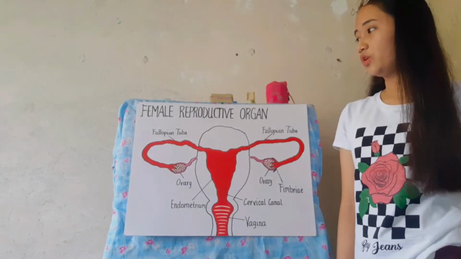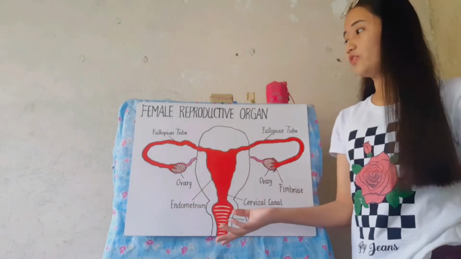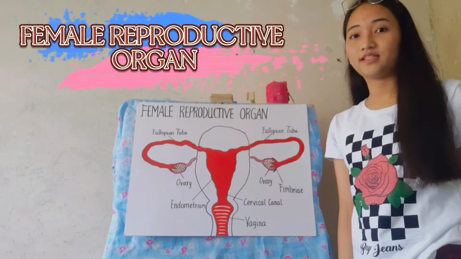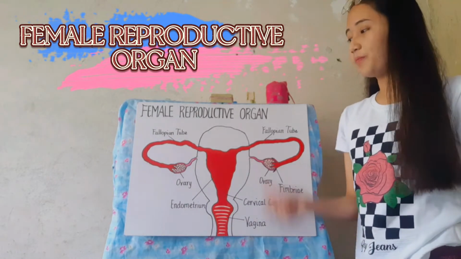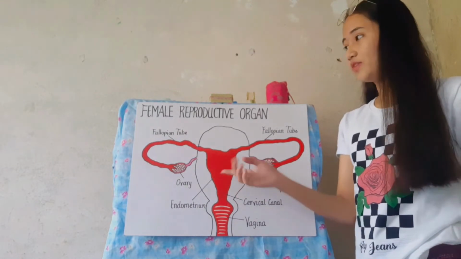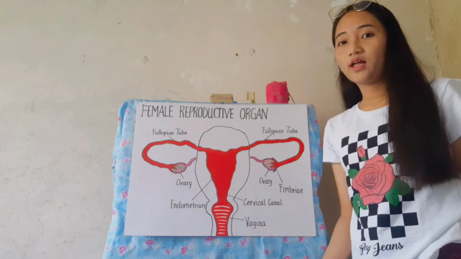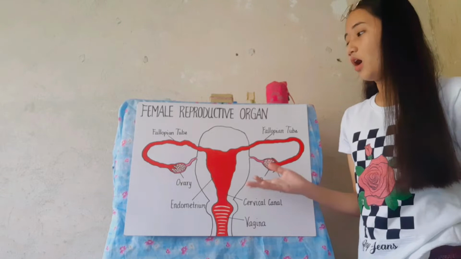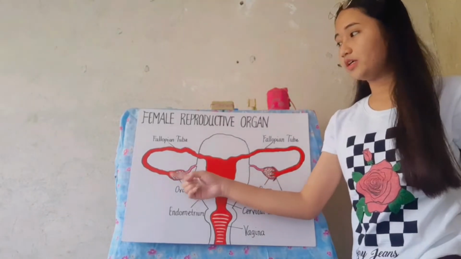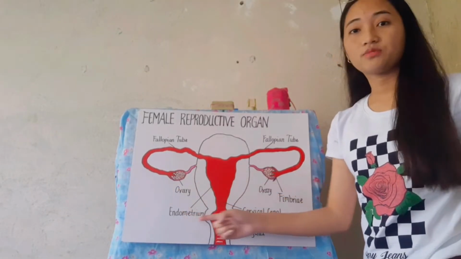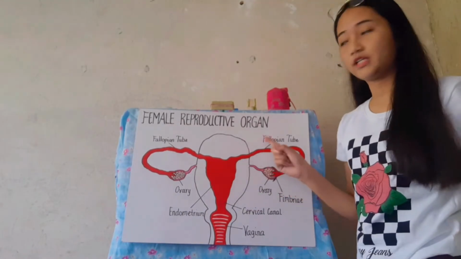In this video, we will look at the model of the female reproductive organ in detail. I will discuss the functions of the female reproductive organ, including what they do, how they work, and how it can affect our mental health. As you can see here, these are the parts of the female reproductive organ.